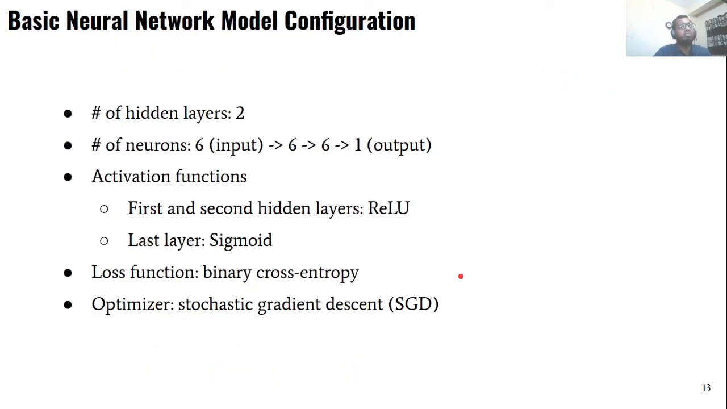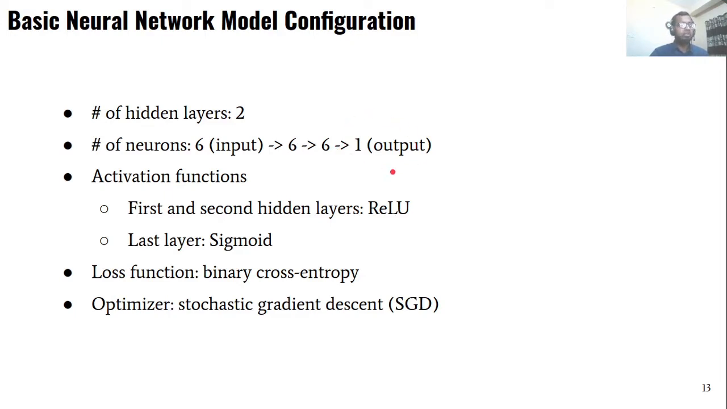Now the configuration of our basic neural network model: we had 2 hidden layers. We have the input layer, and as we said we have 6 features, so it has 6 neurons, and then in our first hidden layer we have 6 neurons, and also in our second hidden layer we have 6 neurons. And since we are talking about a binary classification problem to classify real and post anger, at the output we have 1 neuron.